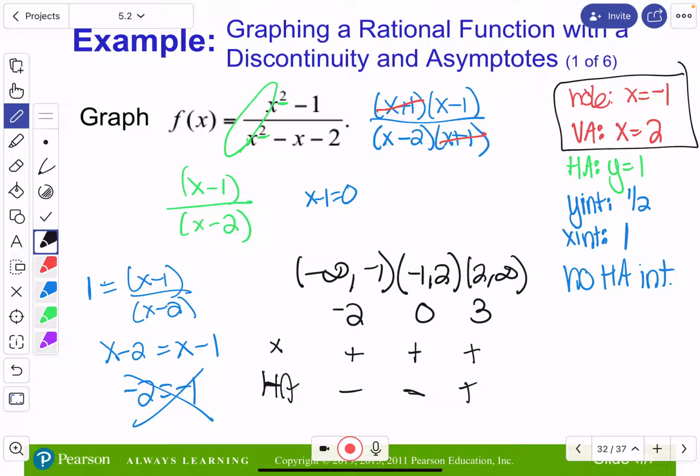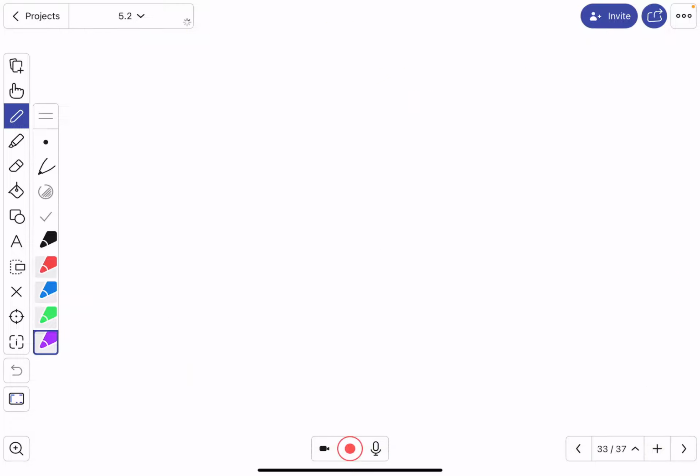So if I graph this, I have a vertical asymptote at x equals 2, horizontal asymptote at y equals 1, y-intercept at 1/2, x-intercept is 1. And then we follow. So we're above but below the asymptote. So we're going to go like this. And then the top piece is above, so it's going to go like this. So now you have that last graph. And I think that's it.